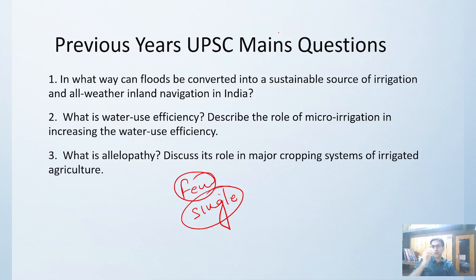Since we are discussing the topic of irrigation, we can say: in what ways can floods be converted into a suitable source of irrigation, and all-weather inland navigation in India. Second question: what is water use efficiency? Describe the role of micro irrigation in increasing water use efficiency. Third one: what is allelopathy? Discuss its role in a major cropping system of irrigation. You can see all these are catering to certain points and have a certain degree of commonness in the answer, but you just have to write in a slightly different way.